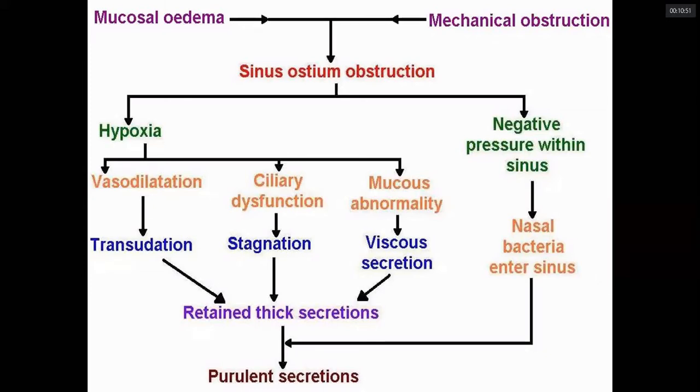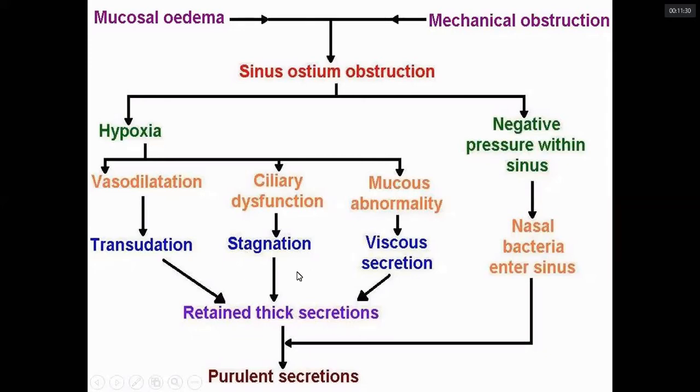Similarly, by mechanical obstruction we mean obstruction because of a foreign body or tumor or any other thing like that. Both of these things will cause sinus ostium obstruction. Because of that, there will be hypoxia, and hypoxia will result in vasodilation, ciliary dysfunction, and mucus abnormality. Because of vasodilation, there will be transudation of the secretion. Ciliary dysfunction will cause stagnation.